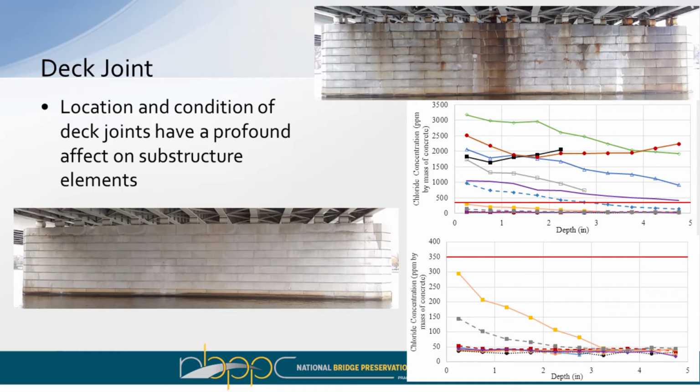So the deck joints not only have an effect on the deck, but also the substructure below it. And you can see here's a chloride profile from this element where there's effectively no chlorides in the element at all. And then these are chlorides from this element, and you can see that well above threshold. So when we're looking at decks, we also are relating that to the substructure as well.